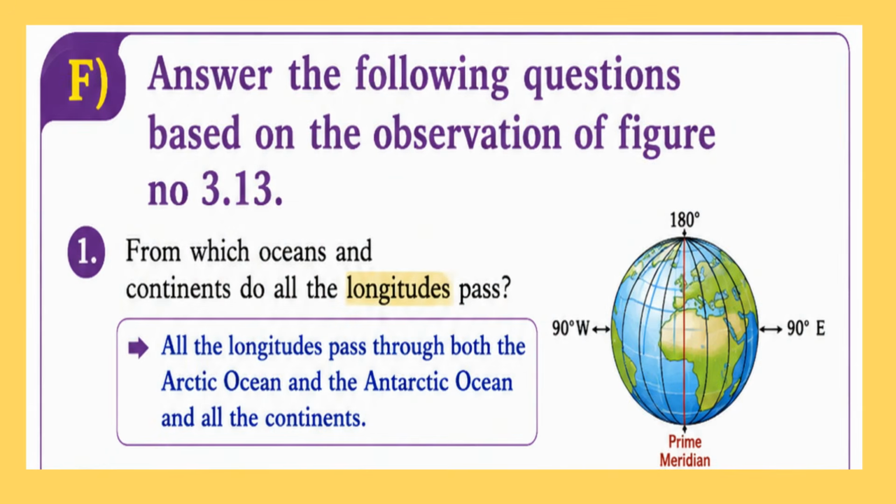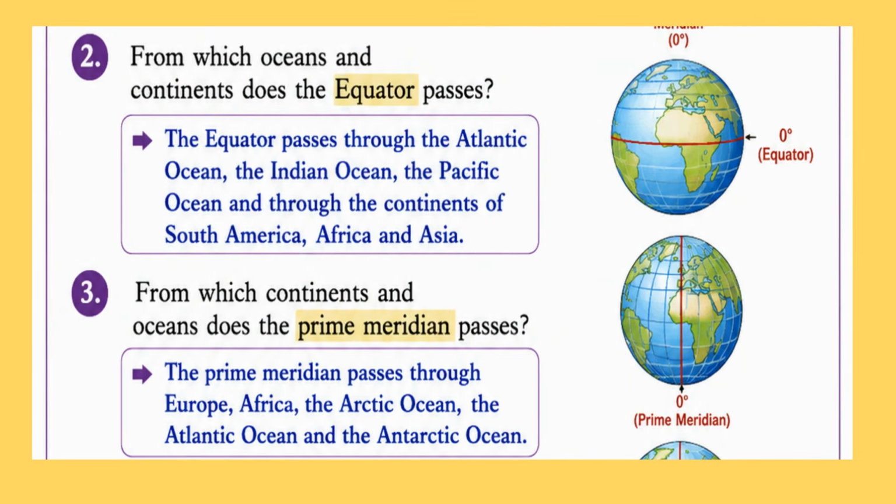For our next section, we answer questions based on figure 3.13. First, from which oceans and continents do all longitudes pass? All longitudes pass through both the Arctic and Antarctic oceans, as well as all 7 continents. Next, from which oceans and continents does the equator pass? It crosses the Atlantic, Indian, and Pacific Oceans, and passes through the continents of South America, Africa, and Asia.